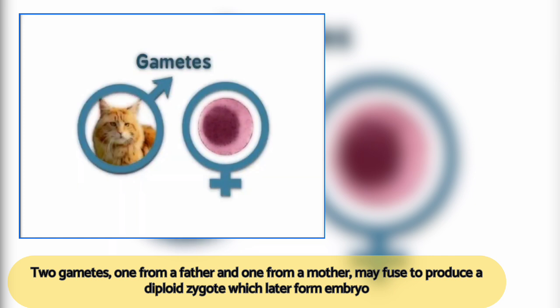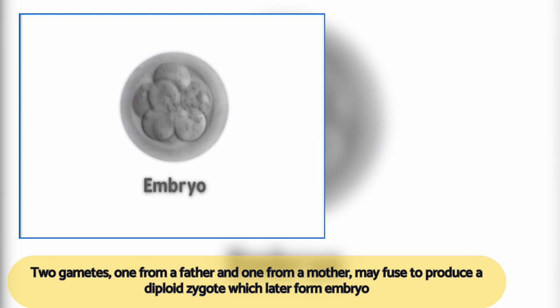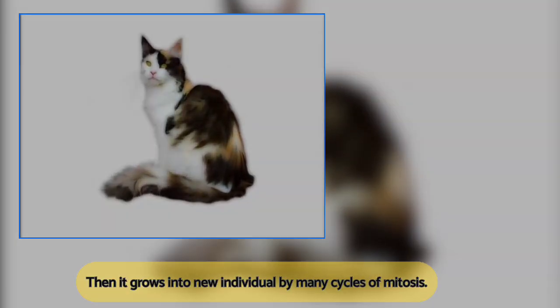Two gametes, one from a father and one from a mother, may fuse to form a diploid zygote, which later forms an embryo. Then it grows through many cycles of mitosis.